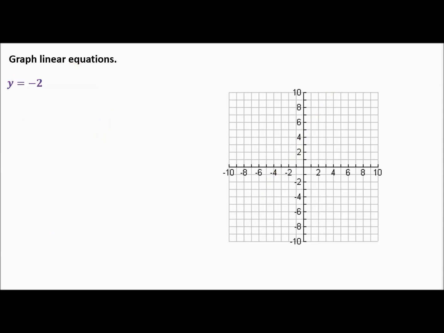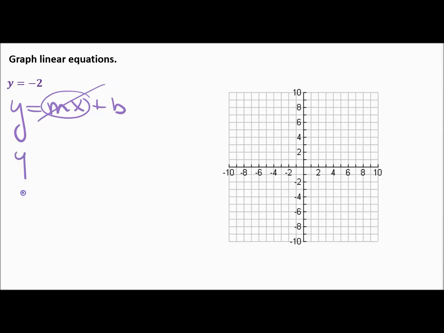Now this guy looks completely different, right? y equals negative 2. Now if I think about that in terms of y equals mx plus b, notice the mx is completely missing.